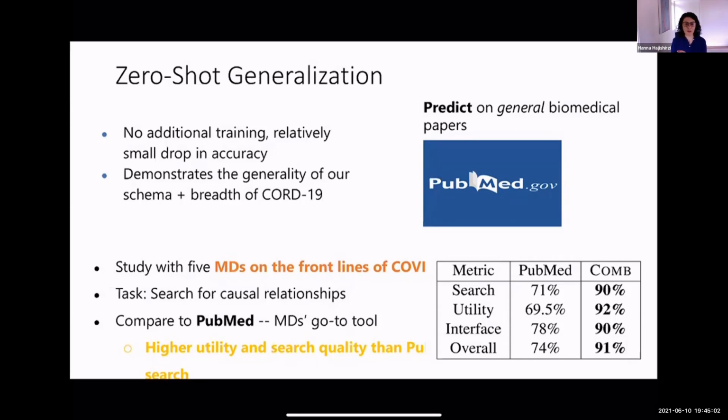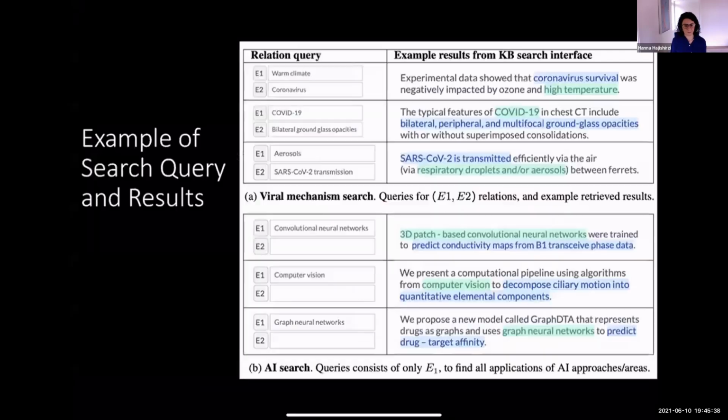And interestingly, we observed that in terms of all metrics like search, utility, and interface, they prefer our knowledge base with respect to the PubMed knowledge base. And even interestingly, they preferred us in terms of interface. That was very surprising to us because we really didn't spend too much time on doing interface design. But we believe one reason was we were showing where we are extracting these relations, and also in the context of the scientific papers, that was super helpful for them.